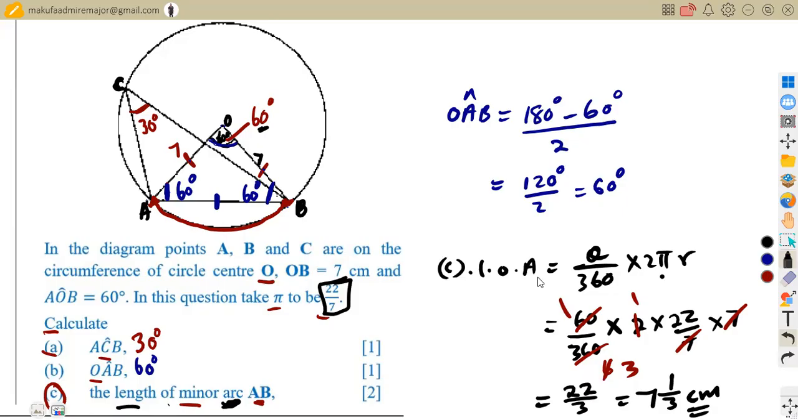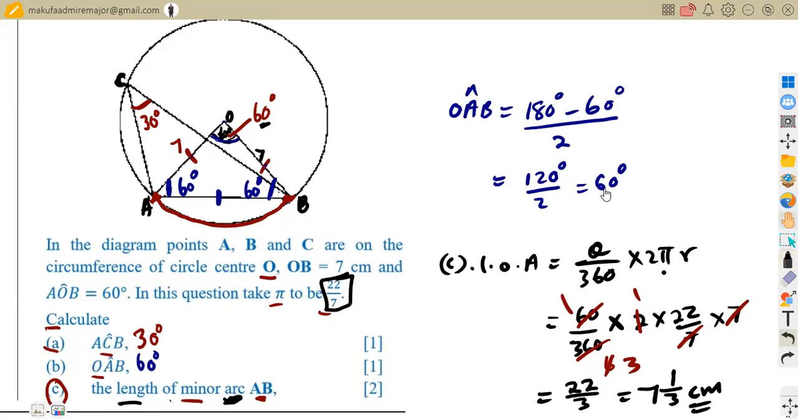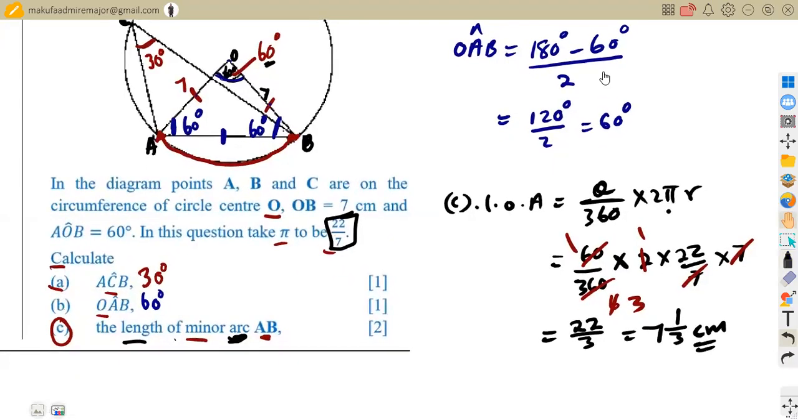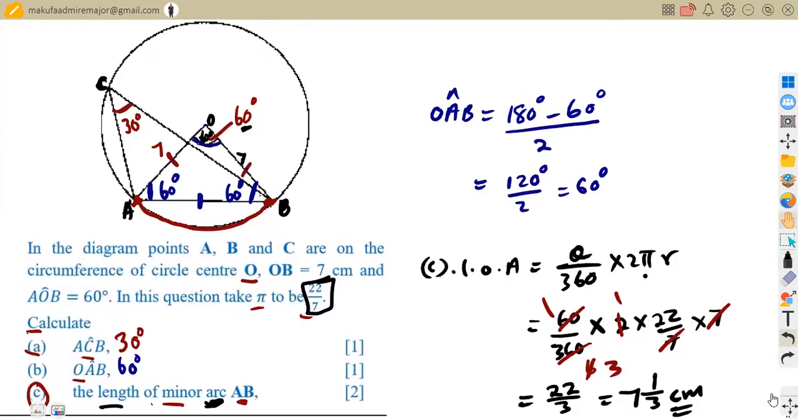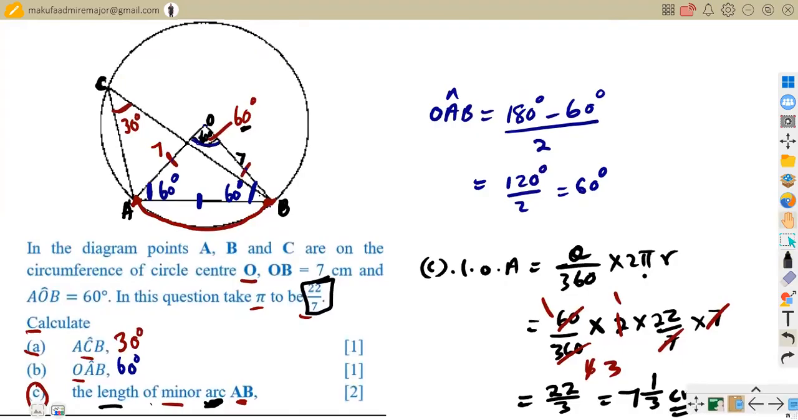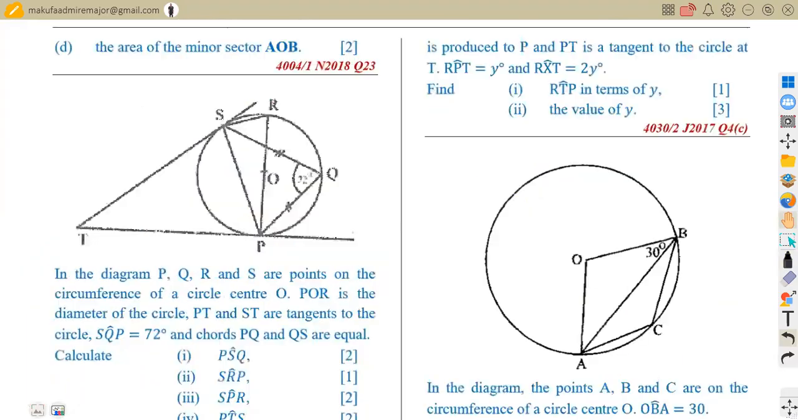In this case, we are not talking about area. Area would be square centimeters, but length of arc is just like from a circle, we are talking about the circumference. So length of arc, it's a piece that is being taken from our circle. So that's why we use theta over 360.